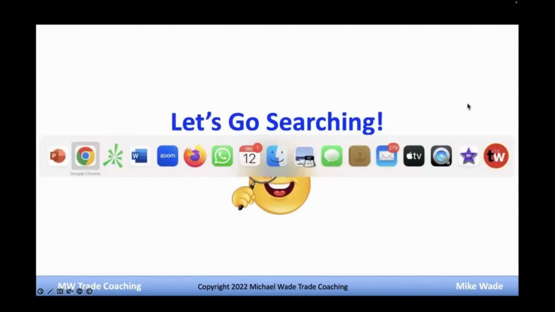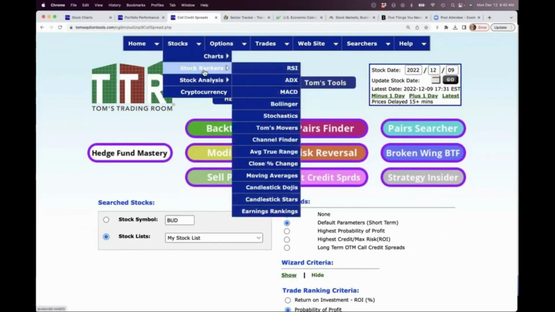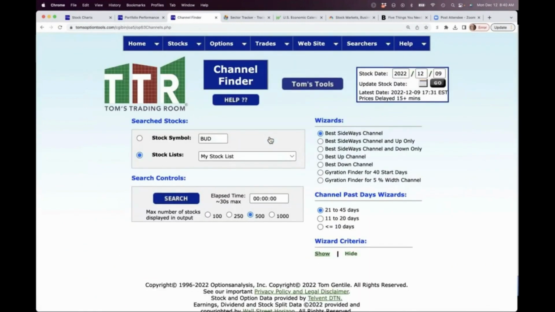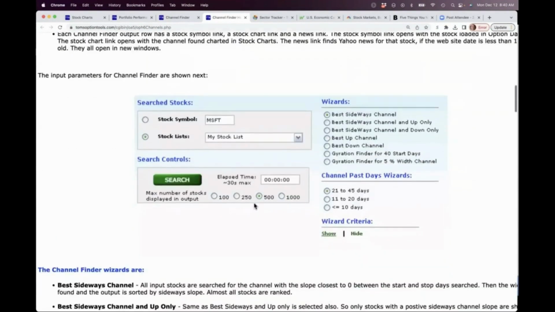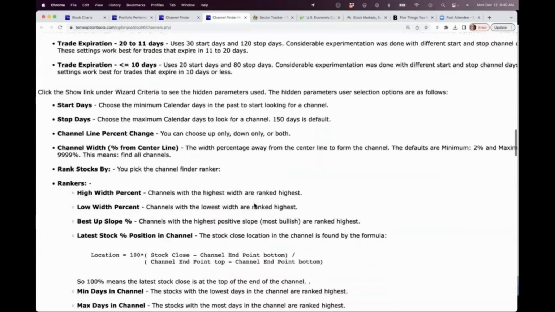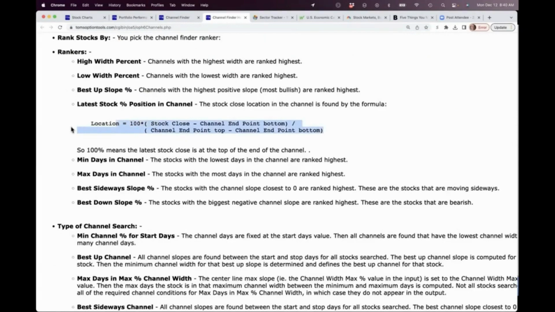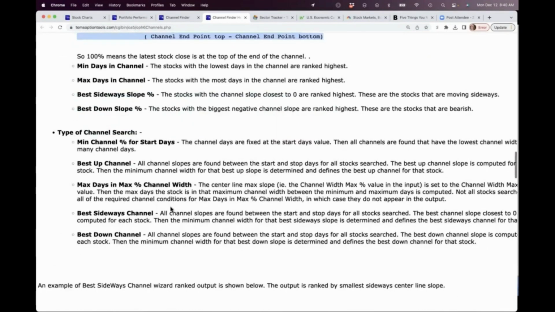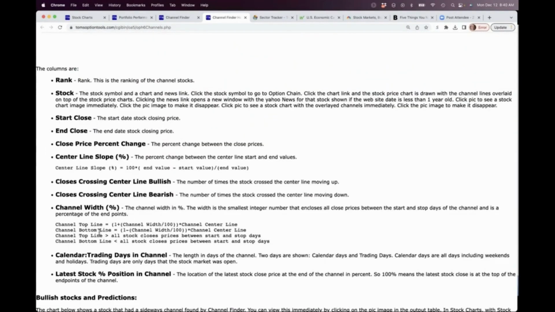So let's go using the channel searcher. I'm going to hop right into Tom's tools. I will go into stocks, stock rankers, channel finder. If you have questions about how this amazing piece of software goes out and detects channels, you can always hit the help button here and you'll see all that you want, including the formulas in some cases used to derive. There's a formula, write that one down. Kidding, you don't need that. These guys think in formulas, so oftentimes the help files will contain formulas, like here, channel width.